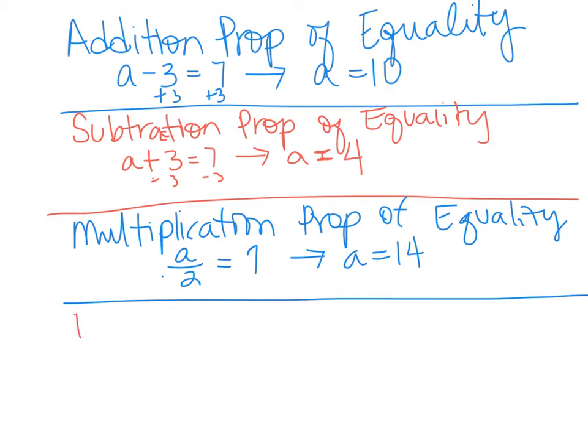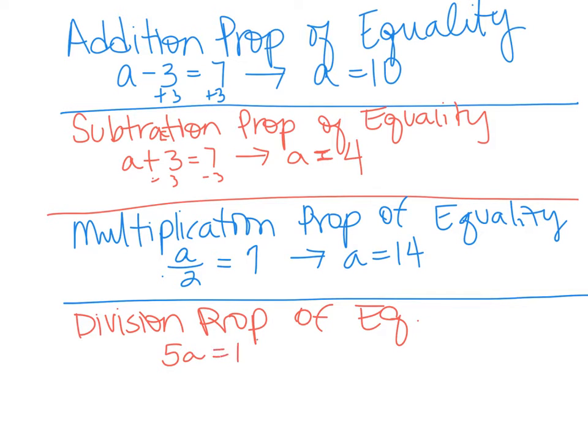Division property of equality. So an example of that would be if I had 5 times a equals 15. If I divided both sides by 5, I would get a equals 3.